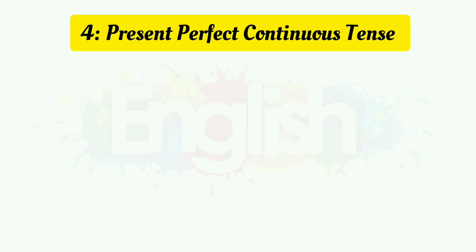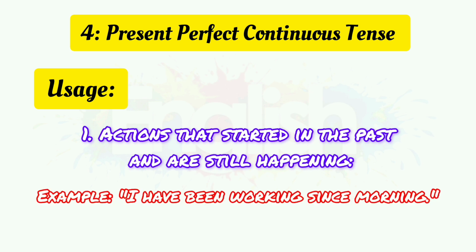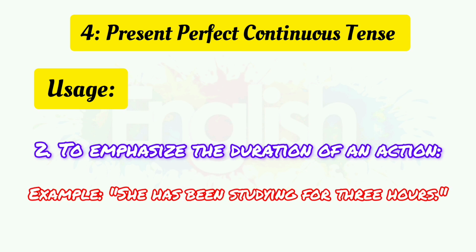4. Present perfect continuous tense. Usage. 1. Actions that started in the past and are still happening. Example, I have been working since morning. 2. To emphasize the duration of an action. Example, she has been studying for 3 hours.